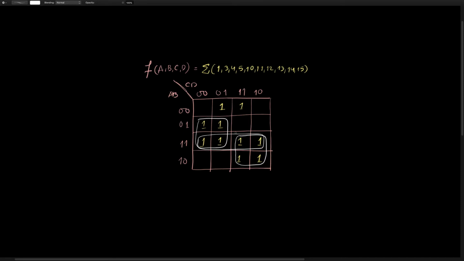So let this group be named as group 1, this be named as group 2, this be named as group 3. Okay, so we have 3 groups with 4 possible cells, and I don't see any other way 4 cells can be combined to form a group. So we are going to say that group 1, group 2 and group 3 are prime implicants.